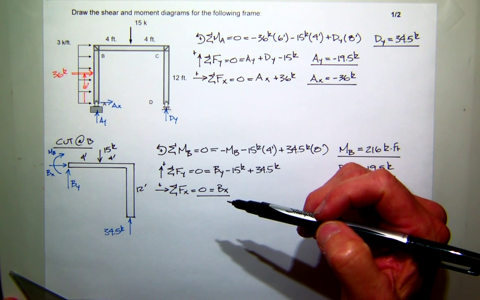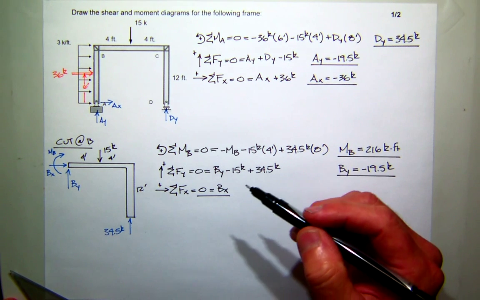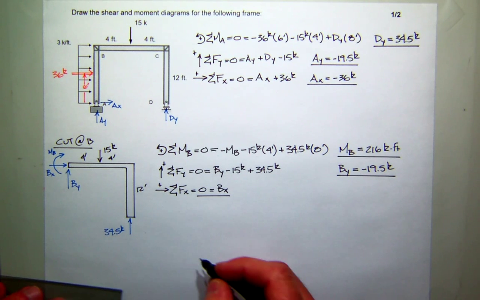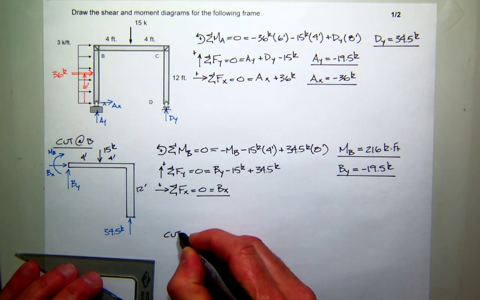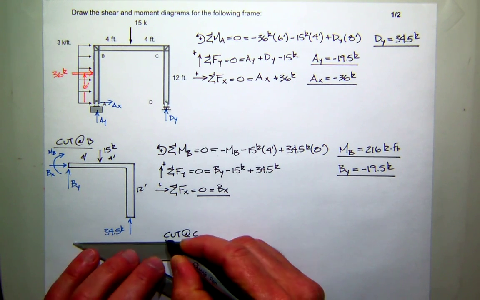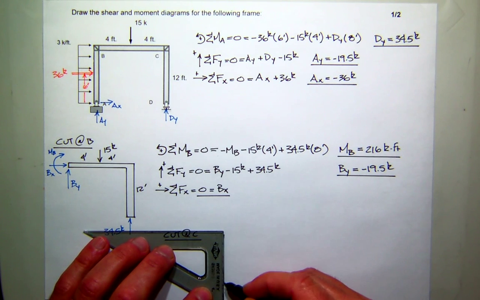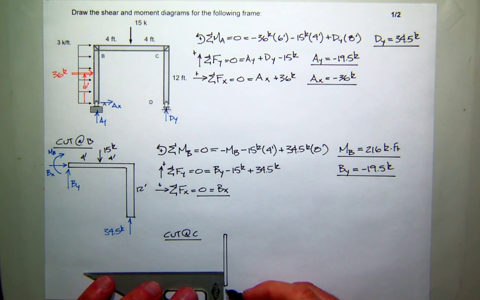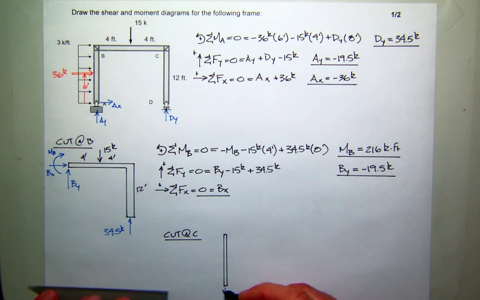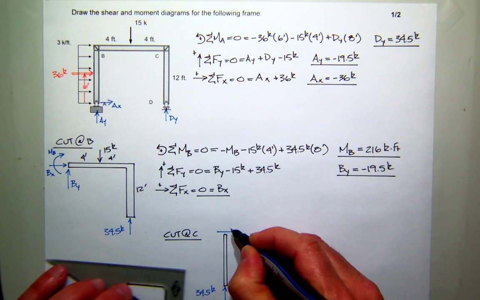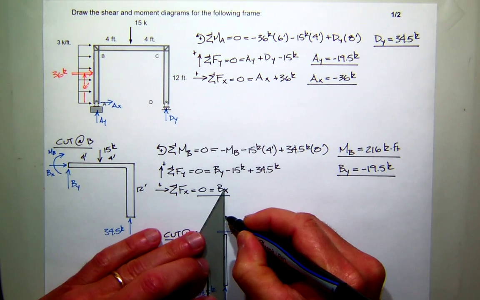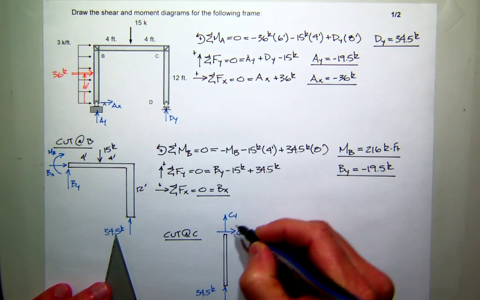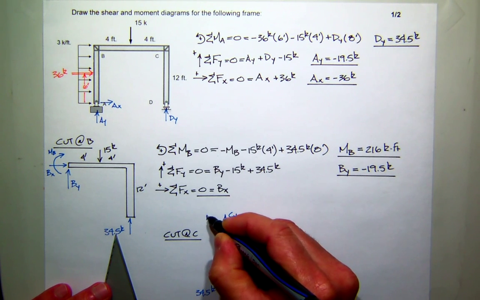I think here there's a clear choice. I would say C, D, yeah. So I'm going to try to squeeze that in right here. So I'm going to cut at C, and when I draw the free body diagram, it's going to take me longer to draw it than it is to write it. I'm going to find that I have my reaction at D, which is 34.5 kips, and then internally I have CX, CY, and a moment at C.